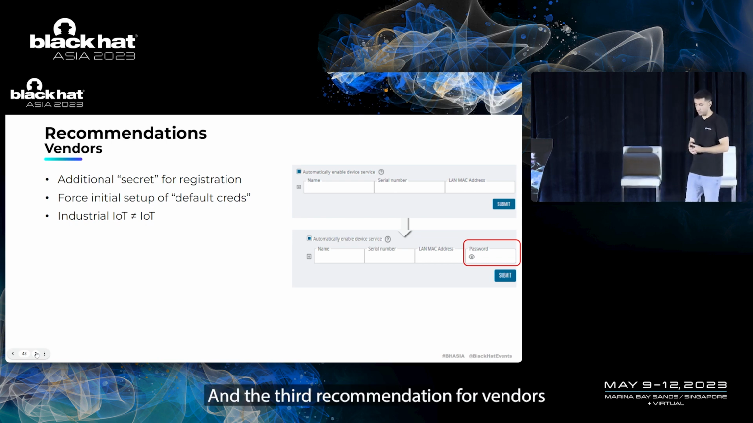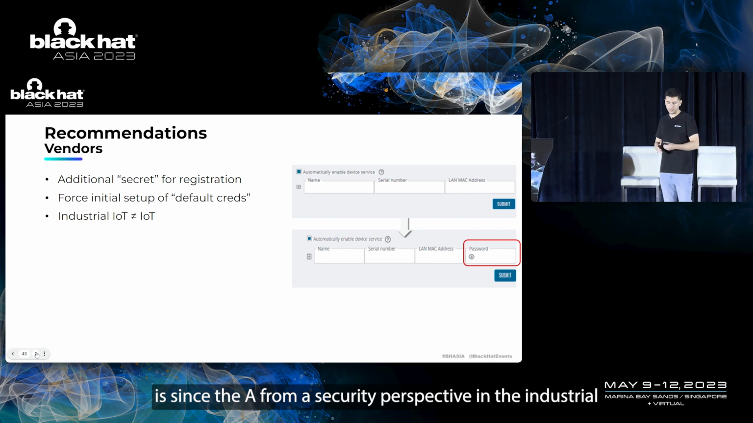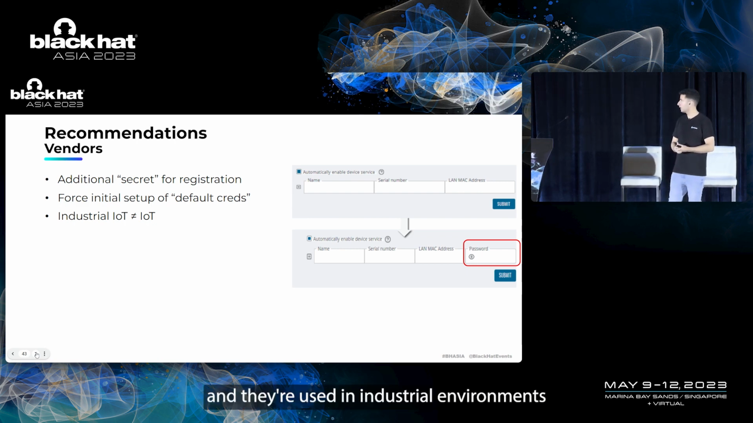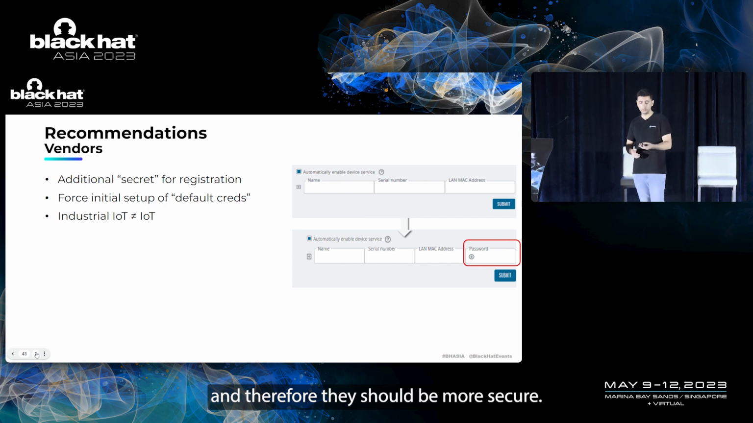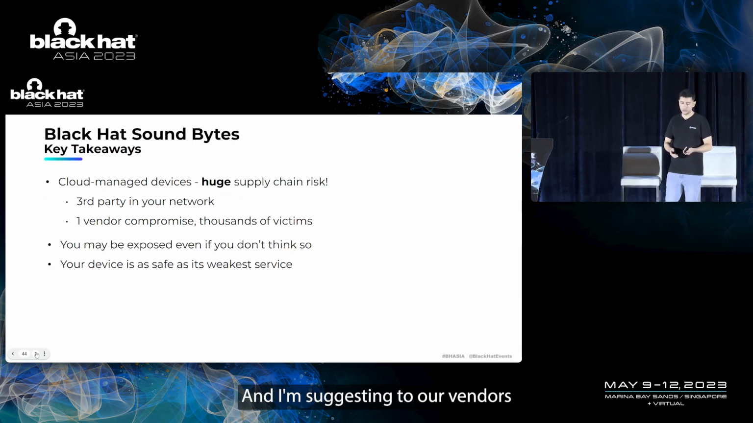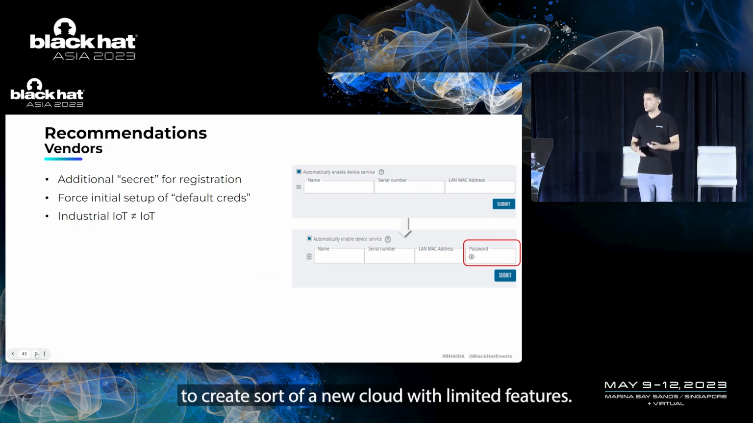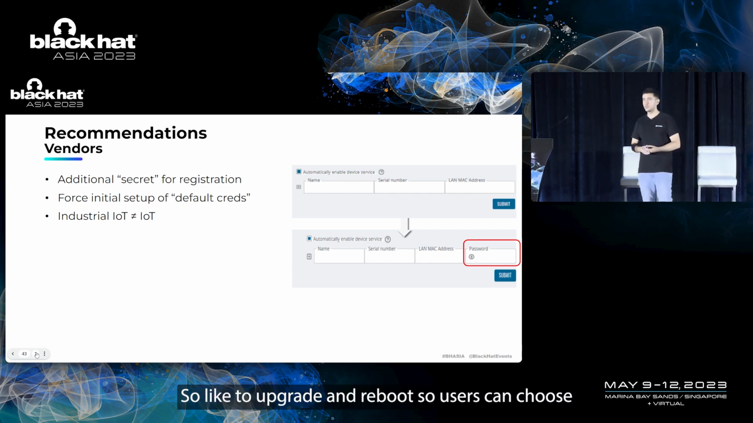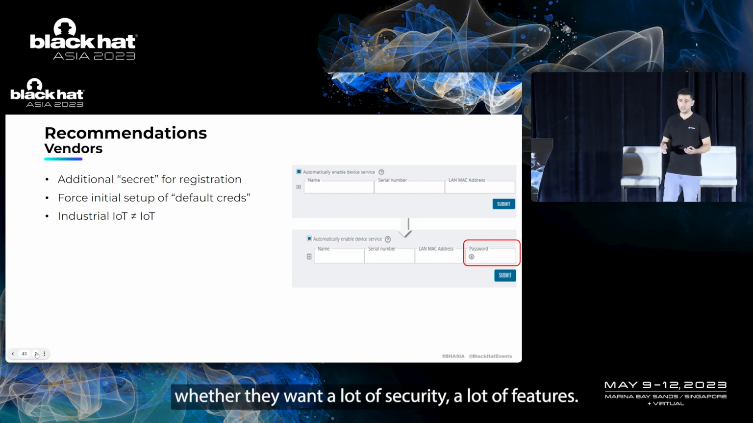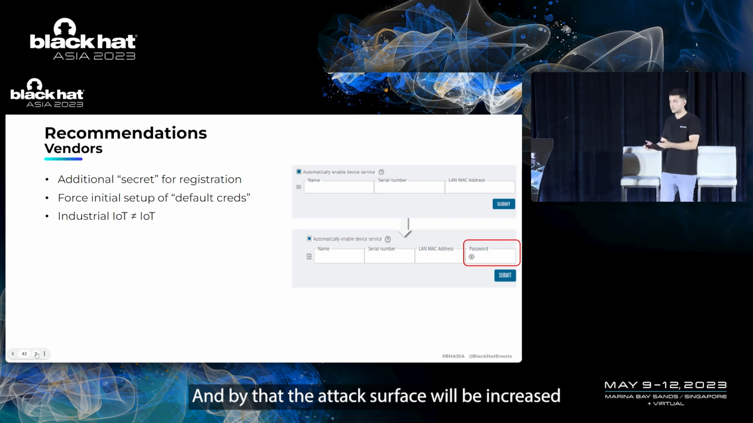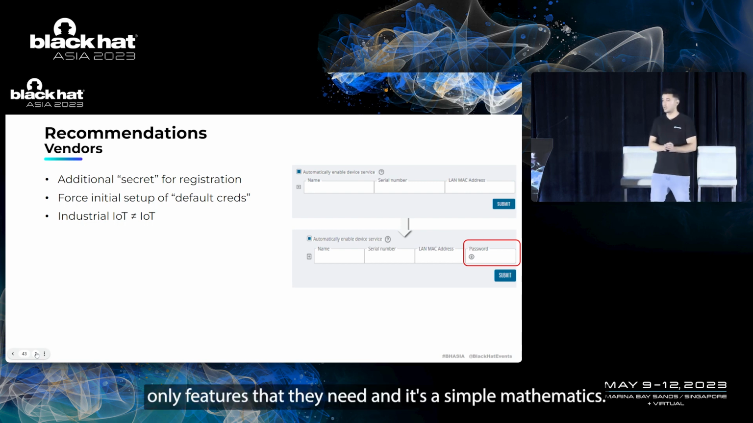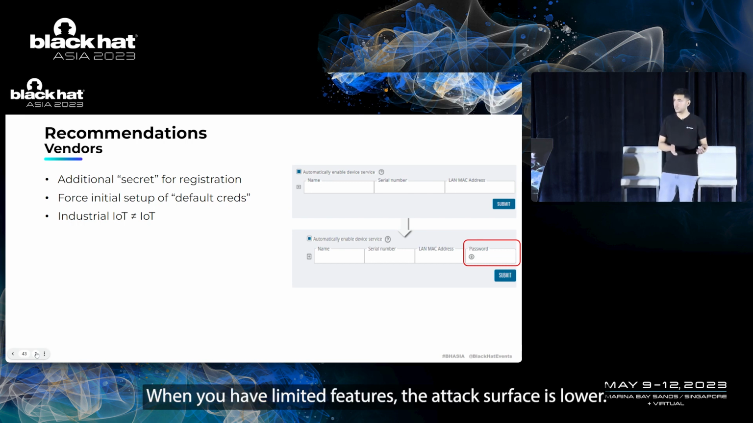And the third recommendation for vendors: from a security perspective, industrial IoT is not regular IoT. These devices are used in industrial environments, and therefore they should be more secure. I'm suggesting to vendors to create a new cloud with limited features, like firmware upgrade and reboot, so users can choose whether they want a lot of features, which increases the attack surface, or a limited cloud with only the features they need. It's simple mathematics: when you have limited features, the attack surface is lower.